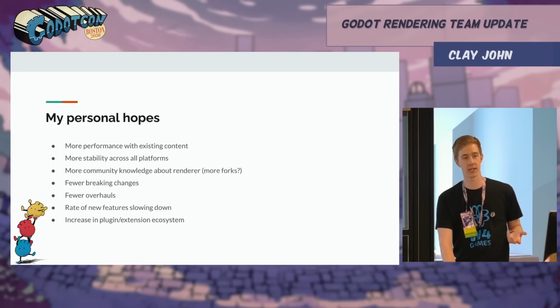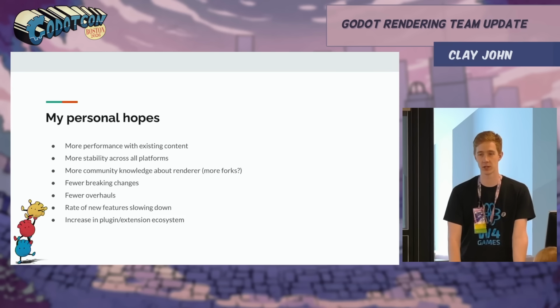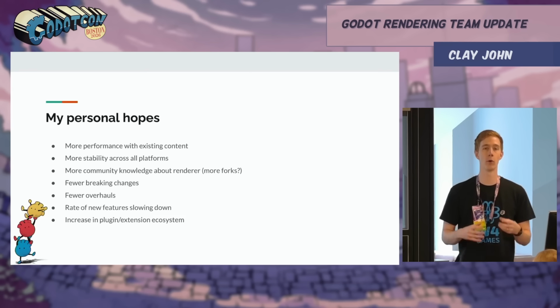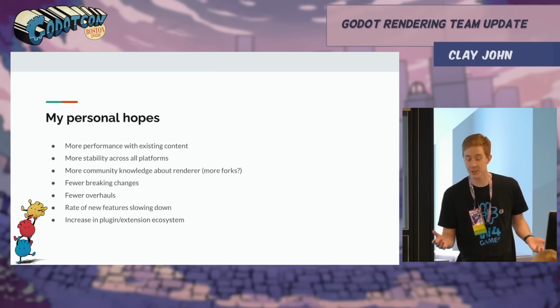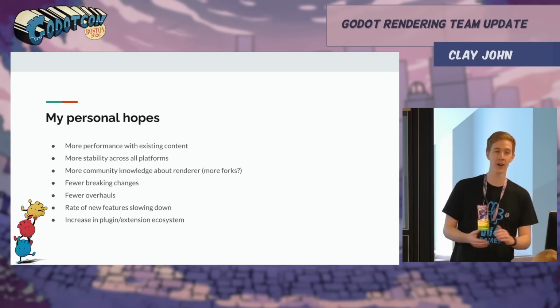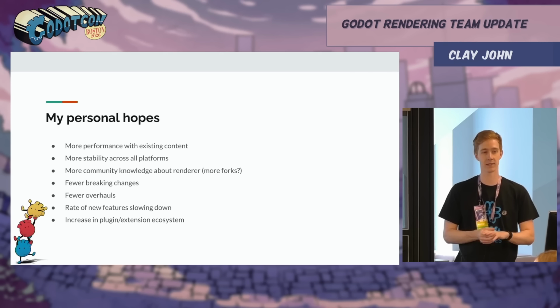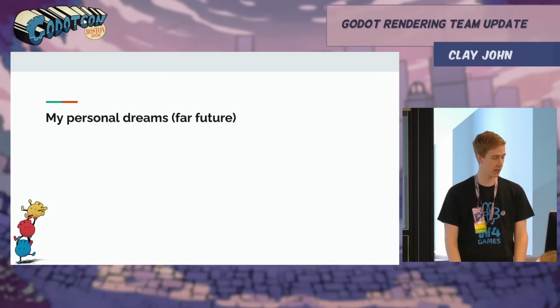And finally, I want to see an increase in the plugin and extension ecosystem. There's a lot more hooks we can expose in the renderer to allow more people to do more custom things, ship those things on the new asset store. And that's something that I see as a very important next step for the renderer. So that'd be more flexibility with custom plugins and extensions.